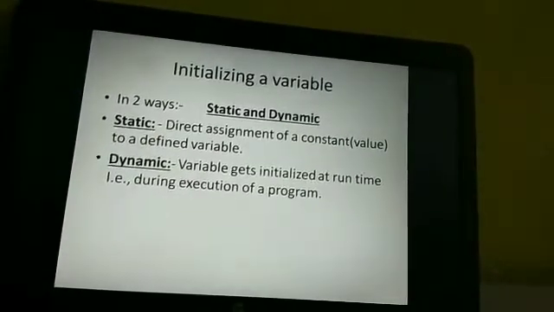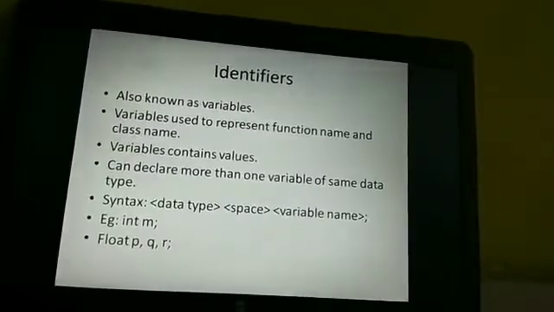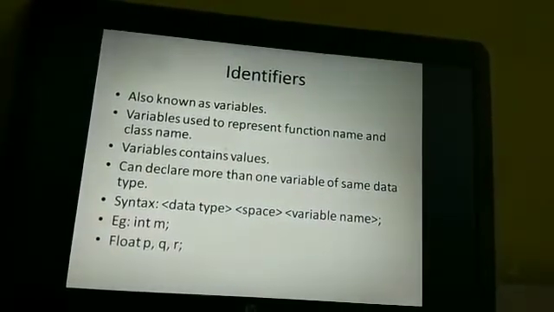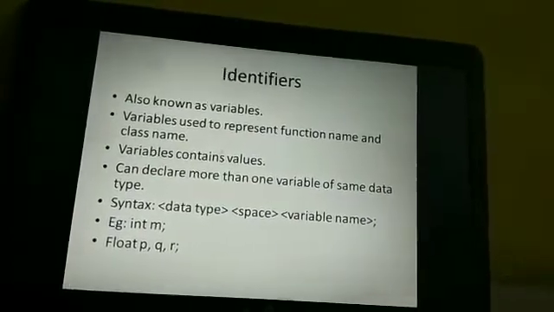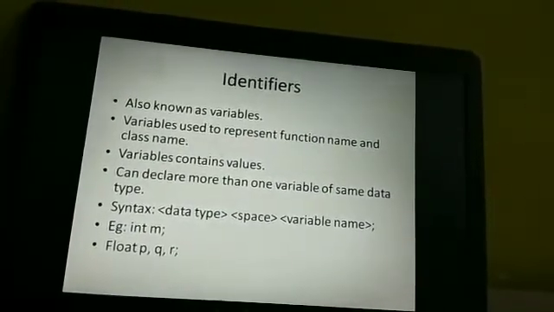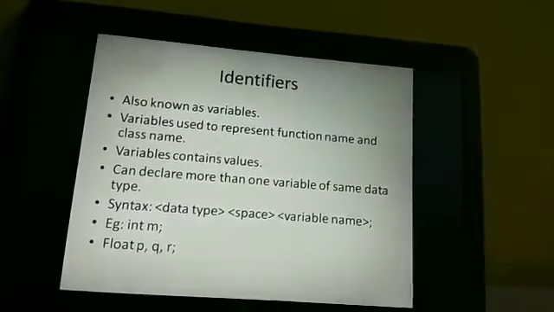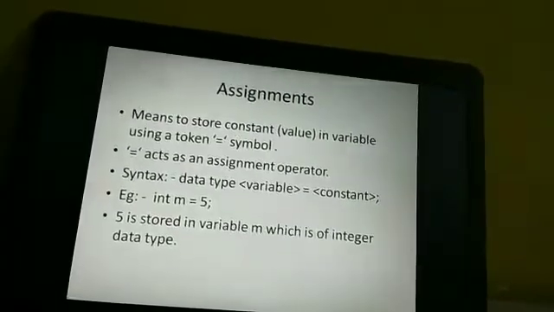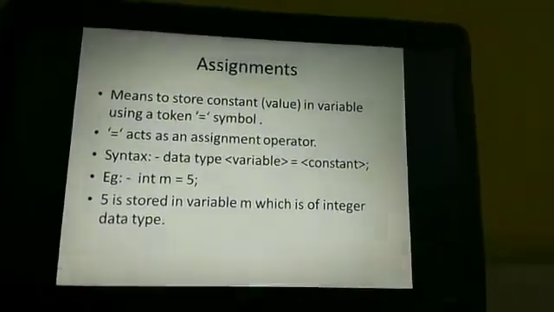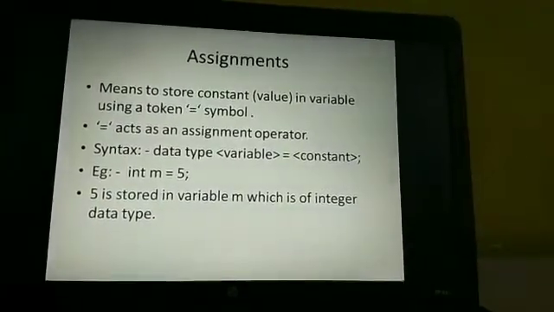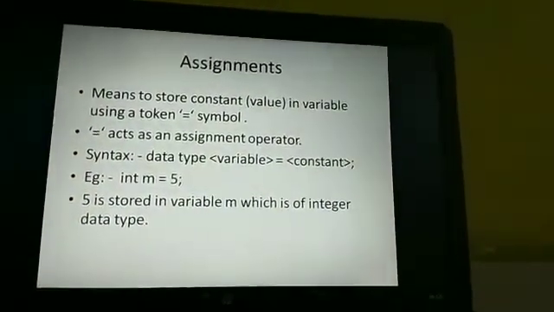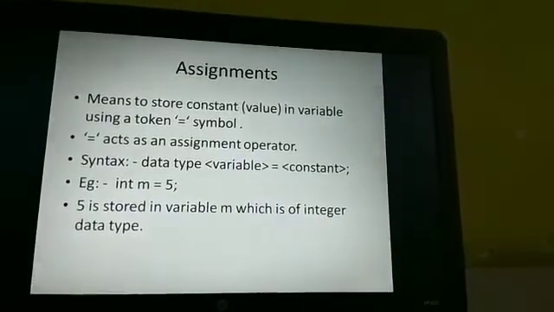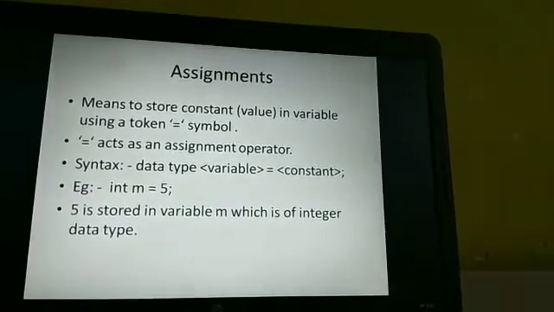Just see the previous example here. You are storing a constant, which means you are storing a value to the variable m using an assignment operator. Is that clear? So just see over here. Assignment means to store the value inside the variable using the token equals to. The equals to symbol acts as an assignment operator.